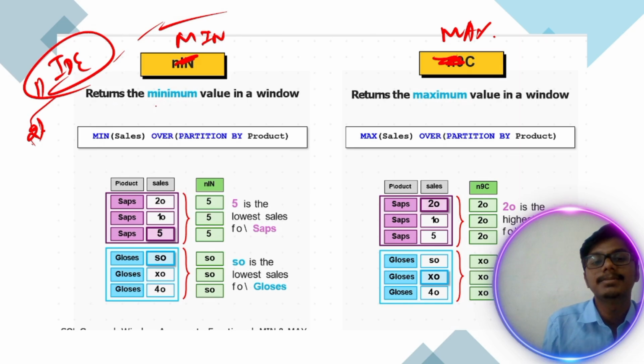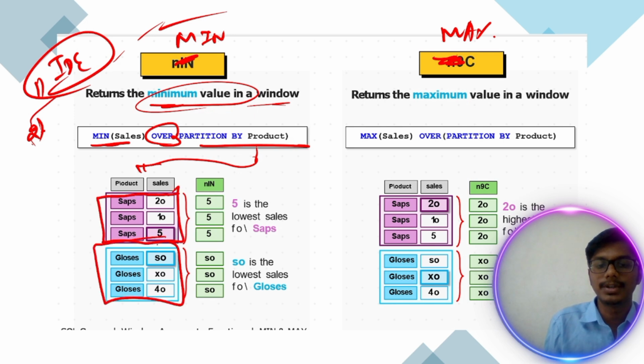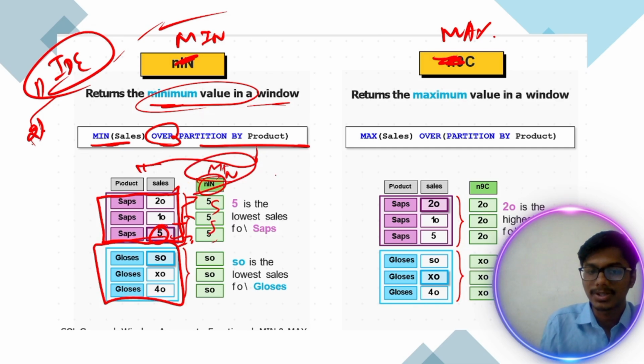It returns the minimum value in a window. Here we use MIN of sales OVER PARTITION BY product. When the query enters the database, it makes caps one window and gloves another window. It finds that the minimum value is 5, and it is applied to every row: 5, 5, 5, as a new column, min. That's the main intuition, guys.